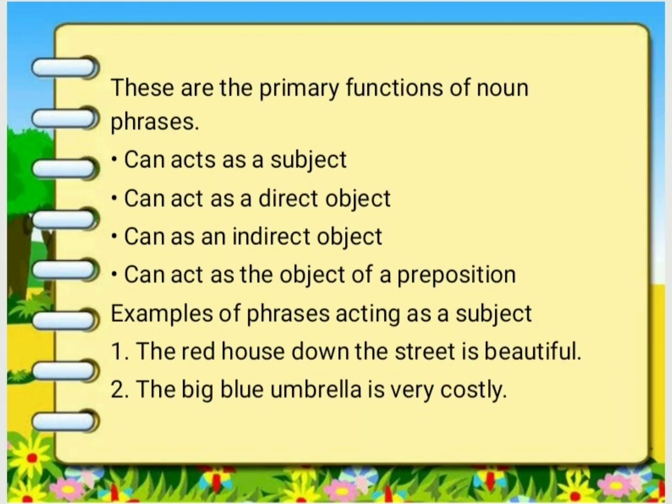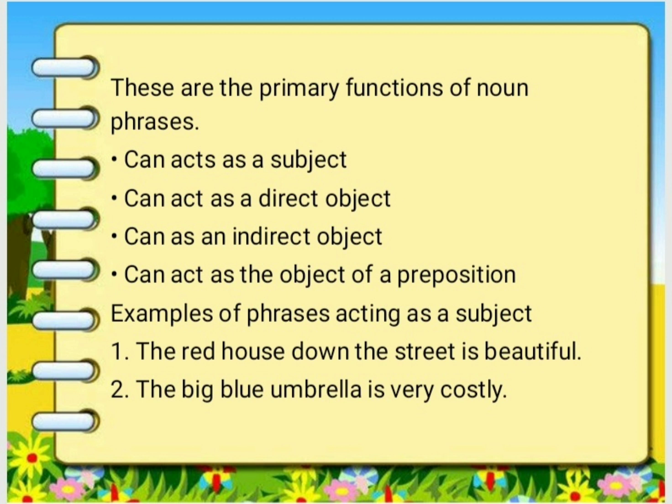So let's proceed to the primary functions of a noun phrase. A noun phrase can act as a subject, a direct object, an indirect object, or the object of a preposition. Examples of noun phrases acting as a subject: number one, the red house down the street is beautiful. Number two, the big blue umbrella is very costly.